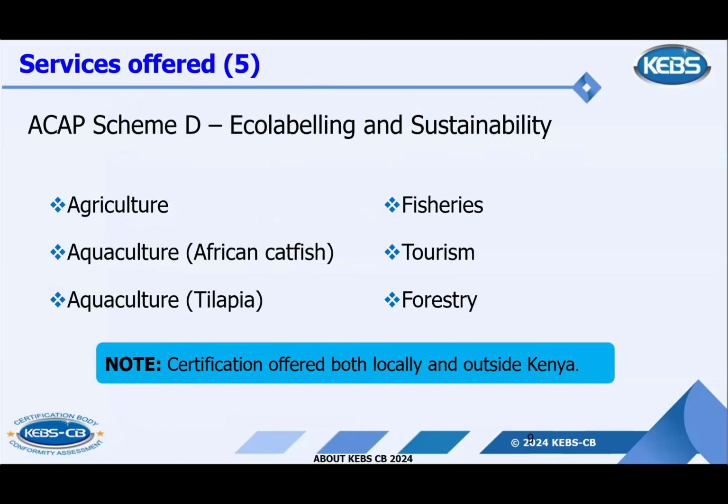Narrowing down to the scheme of interest today, we offer certification to ACAP Scheme D. We have also been taken through Scheme D, which is in eco-labeling and sustainability. We currently offer certification to the scopes of agriculture, aquaculture, African catfish, aquaculture, tilapia, fisheries, tourism, and forestry.